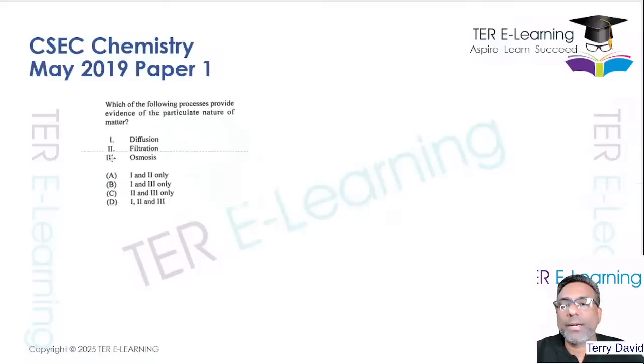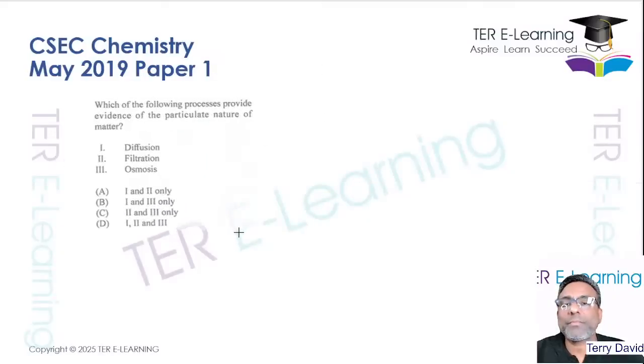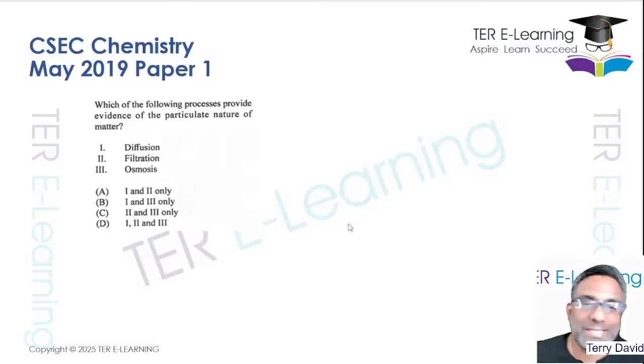Alright, let's have a look at this first question here. Which of the following processes provide evidence for the particulate nature of matter? Here's what to do for me. All I want you to do is to put the question number and put what you think is the answer. So this is Q1. So just put Q1 and put what you think it is.